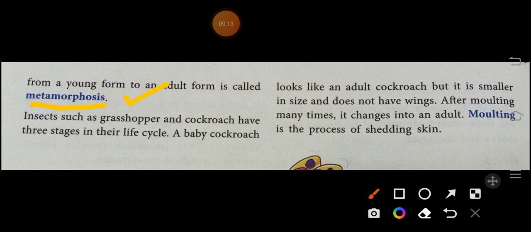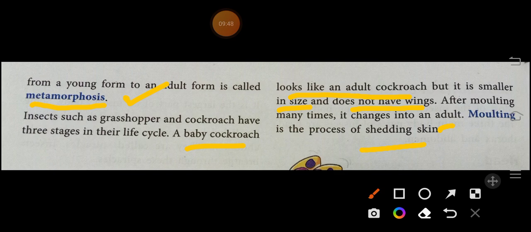Insects such as grasshoppers and cockroaches have three stages in their life cycles, while the butterfly has four. A baby cockroach looks like an adult cockroach, but it is much smaller and does not have wings like an adult. After molting many times, it changes into an adult. Molting is the process of shedding the skin.